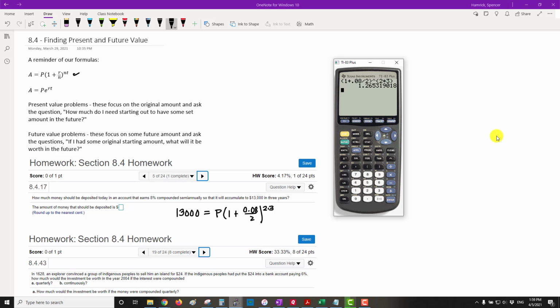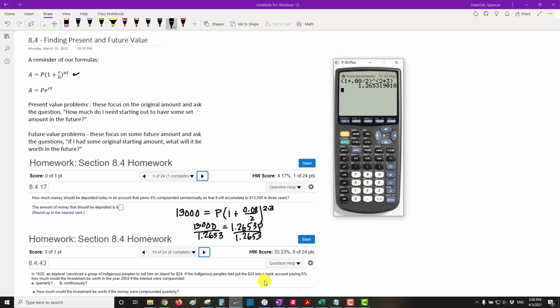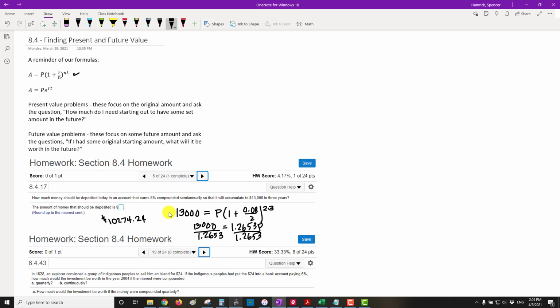So we get 1.2653. When we put that in, we have 13,000 equals 1.2653 P. To solve for P, we divide both sides by this decimal, 1.2653. On our calculator, we put in 13,000 divided by 1.2653, and we get 10,274.24 cents. It wants us to round to the nearest cent. Since these are dollar amounts, that's 2 decimals. We go to the digit after the 4, that's a 3, so it's less than 5, and we throw away the 326. So 10,274.24. Okay, so that's a fairly simple example.